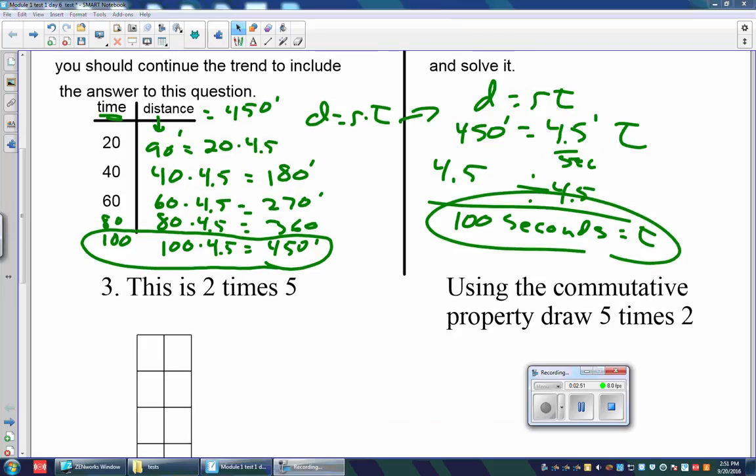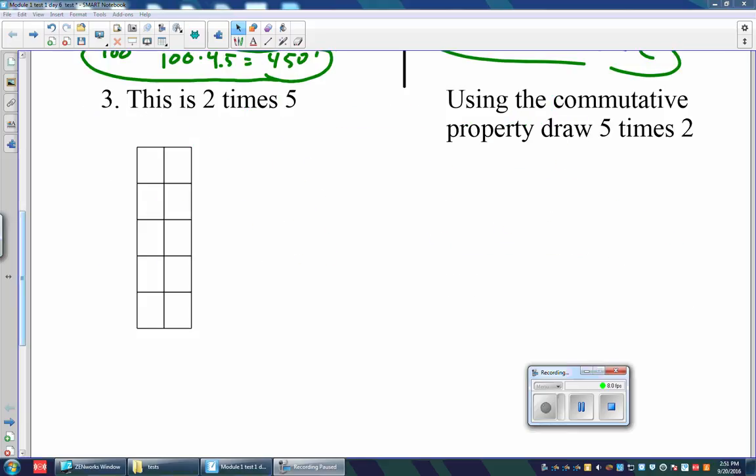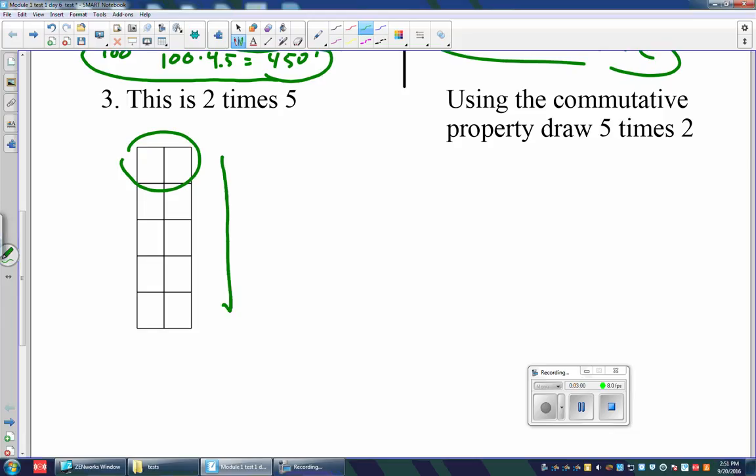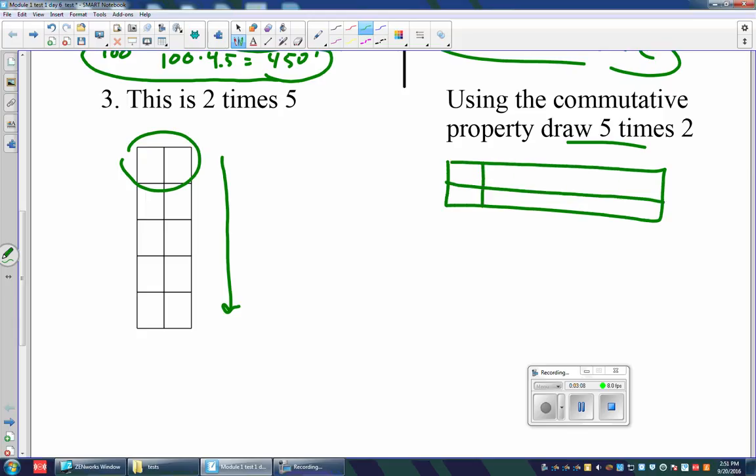If I'm going too fast for you, you can always hit pause. Here's a diagram. It's showing you this is 2 times 5. You notice that there are 2, and it goes down 5. Using the commutative property, draw 5 times 2. 1, 2, 3, 4, 5. 1, 2. 5 times 2. Next page.